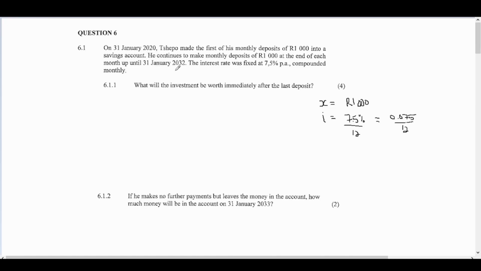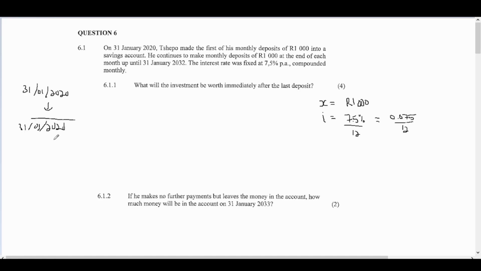Okay, and then our n value, we're going from the 31st of January 2020 to the 31st of January 2032. It is very easy to make a mistake here. The way I would recommend doing it is visualizing it and drawing out your timeline, to get the exact number of months. A nice way is to break it down. So if we go from 31st of January 2020 and go 1 year forward, right?